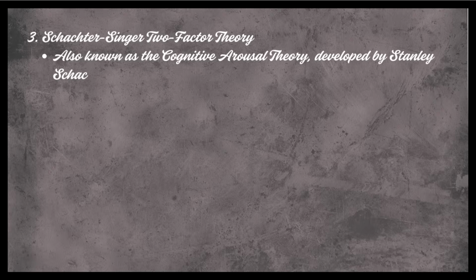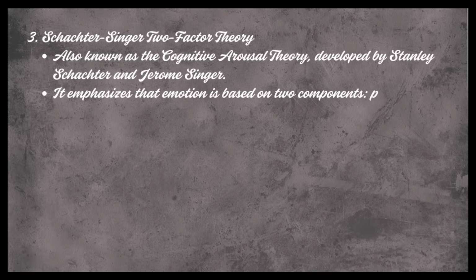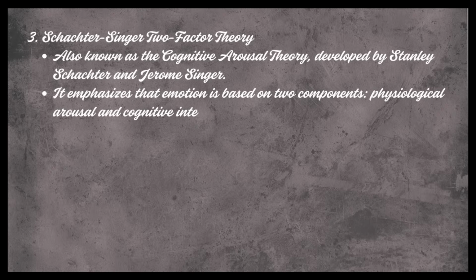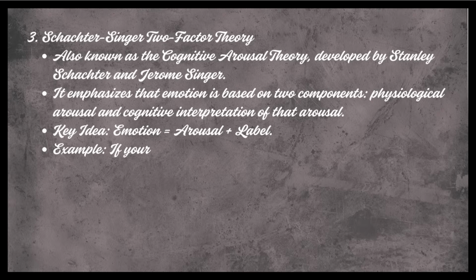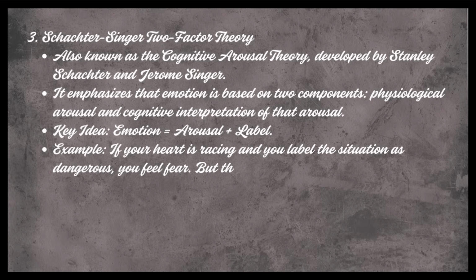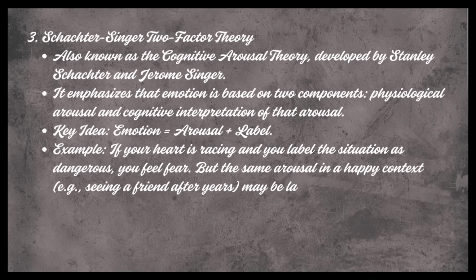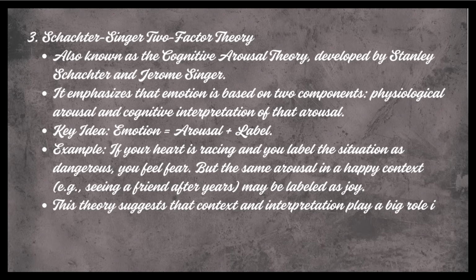3. Schachter-Singer two-factor theory. Also known as the cognitive arousal theory, developed by Stanley Schachter and Jerome Singer. It emphasizes that emotion is based on 2 components: physiological arousal and cognitive interpretation of that arousal. Key idea: emotion equals arousal plus label. Example: if your heart is racing and you label the situation as dangerous, you feel fear. But the same arousal in a happy context, for example seeing a friend after years, may be labeled as joy. This theory suggests that context and interpretation play a big role in emotional experience.